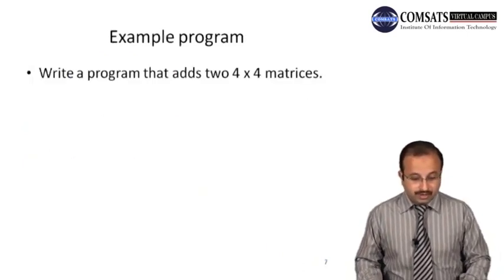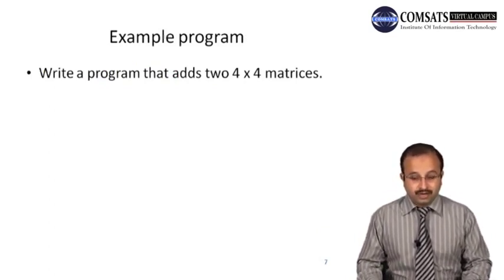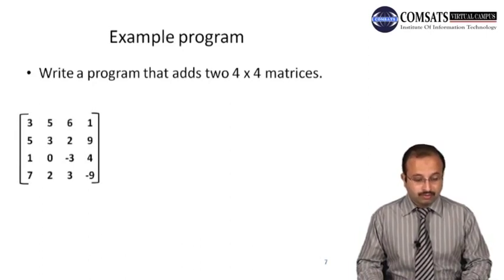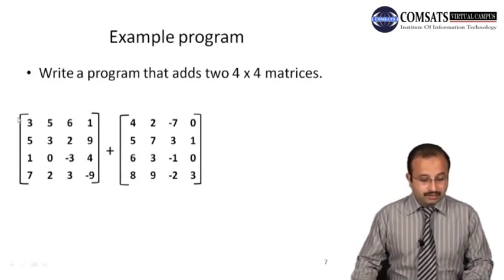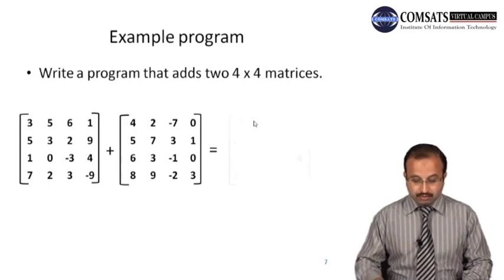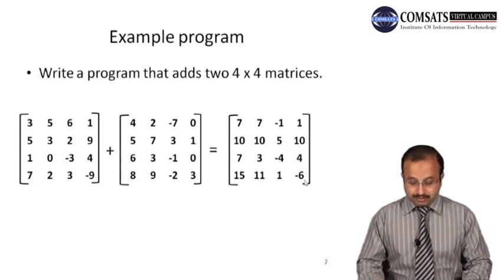Let's see the example program. Write a program that adds two matrices 4 by 4. दो matrices हैं, उसको add करें. This is matrix 1. How do we add two matrices? This is matrix 2. If we add them, we add like this. We have to add this value to this value and store the result at the same location in the resultant matrix. So this is 7 because 4 plus 3 is 7. This is 7 because 5 plus 2 is 7. This is -1 because 6 plus -7 is -1, and 1 plus 0 is 1. So in this way you can fill out this matrix.